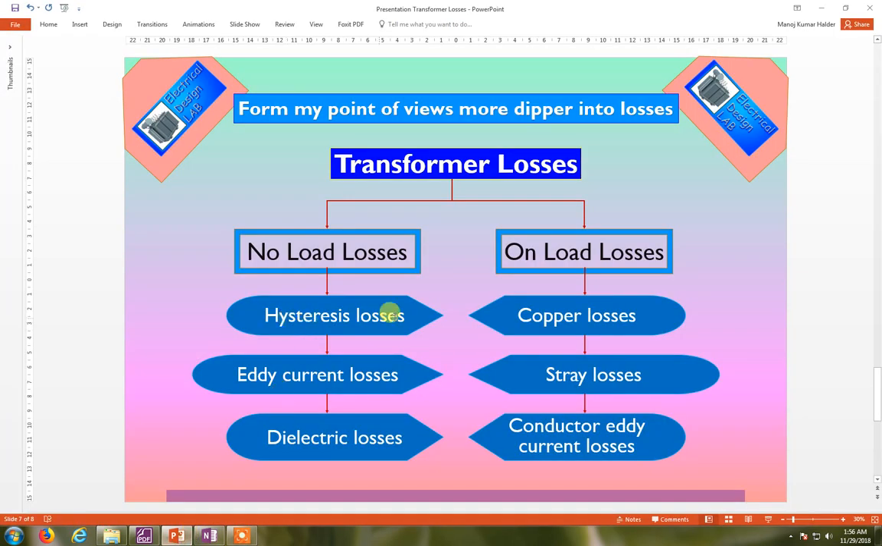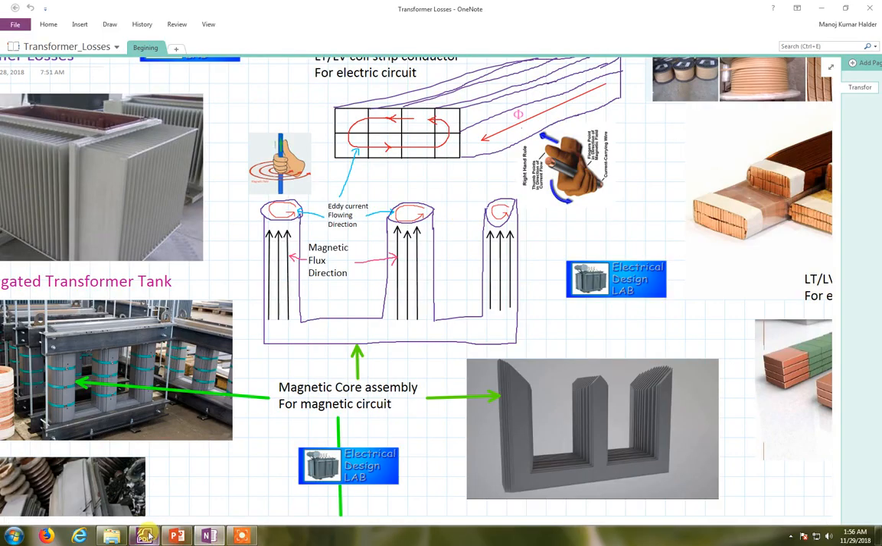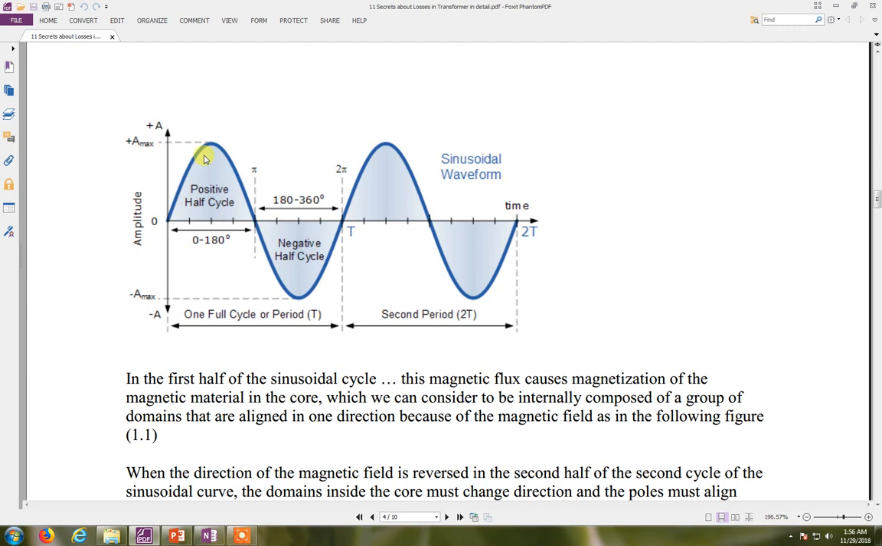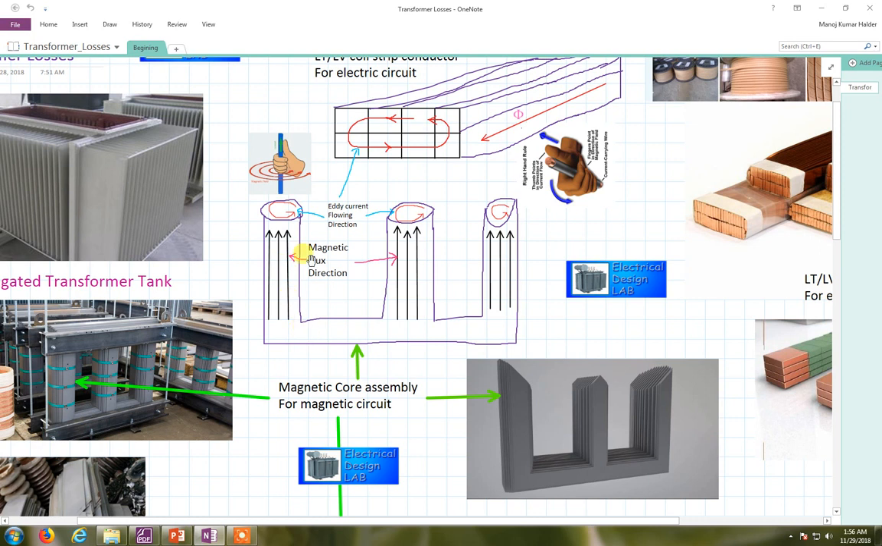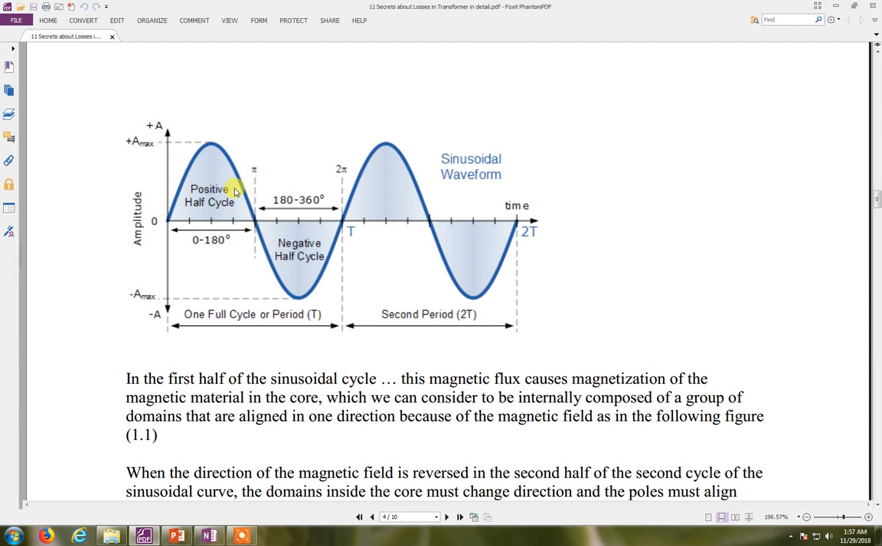I slightly deviate to the hysteresis losses. So, hysteresis losses: we know our alternating current is like that. This is one direction and this is the other direction. When current flows through this or this, a magnetic field is produced. And every magnetic field has two poles, one pole is north and the other pole is south. This north and south pole will get reversed when the cycle comes. So in one complete cycle, the polarity will change two times.